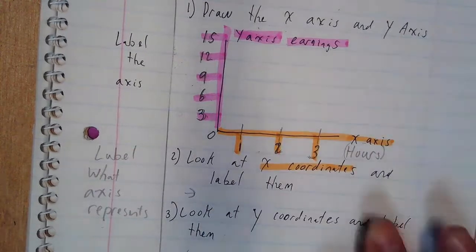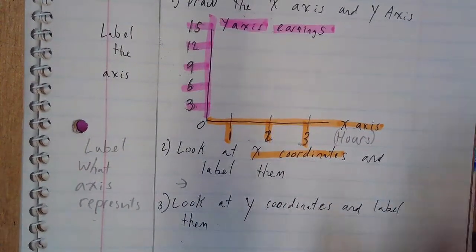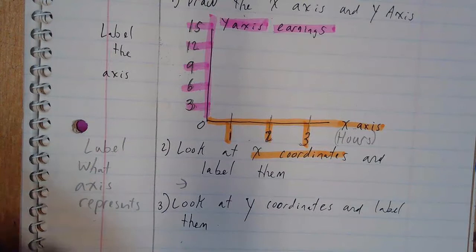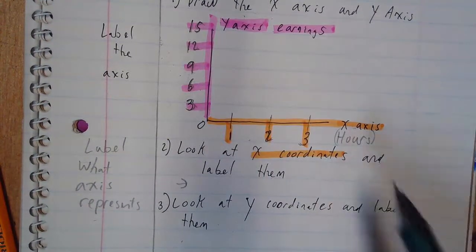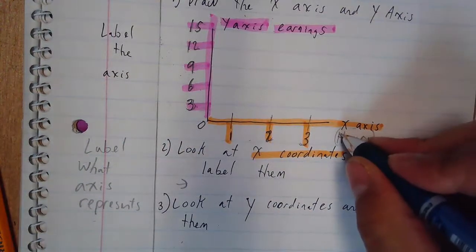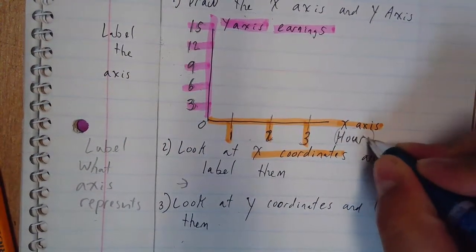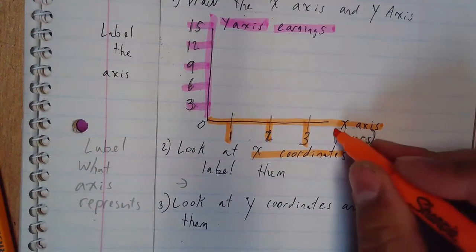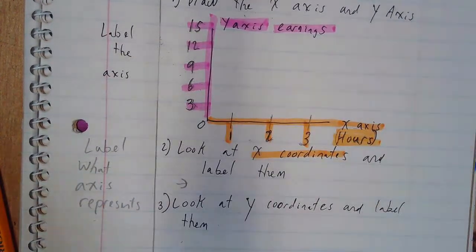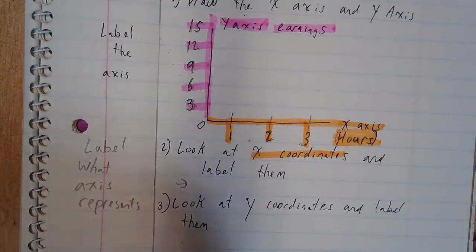You know, I'm just showing you one way of doing it. This is my way. You find the way that works for you, okay? And we labeled it. We said this is earnings. This is hours. Part of me wants to highlight this too. Why not? That's the thing with your notes. You can do whatever you want to do with them. Label them however you want to do it. It's up to you.